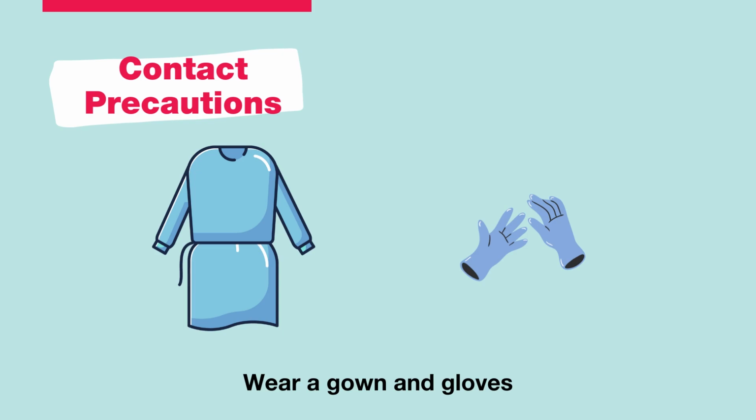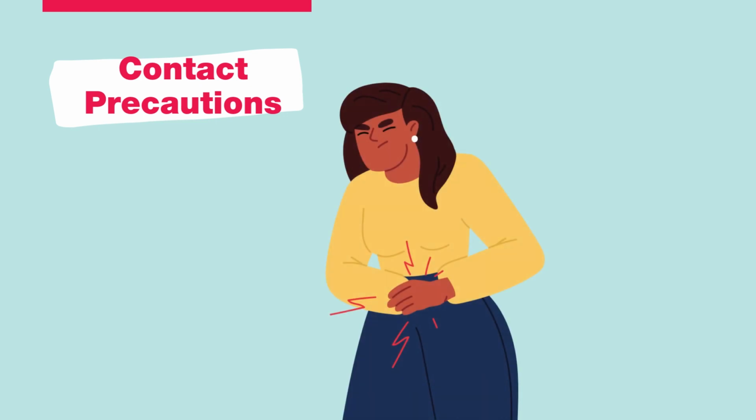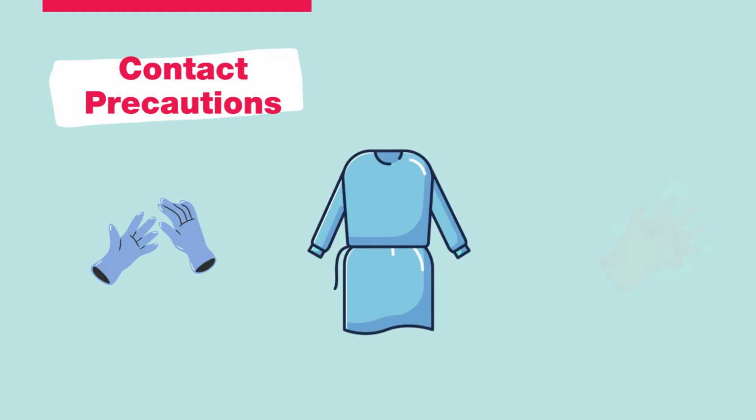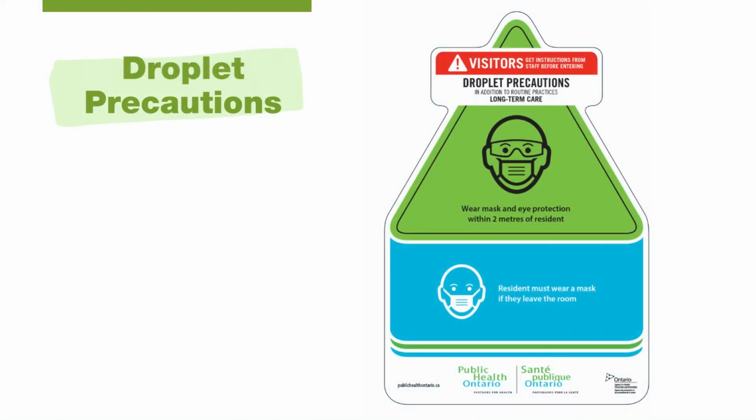An example of when contact precautions should be used is if someone is experiencing vomiting or diarrhea. Wearing gloves and a gown, in addition to performing hand hygiene, will help stop the spread of illness and prevent others from getting sick. The next category is droplet precautions.